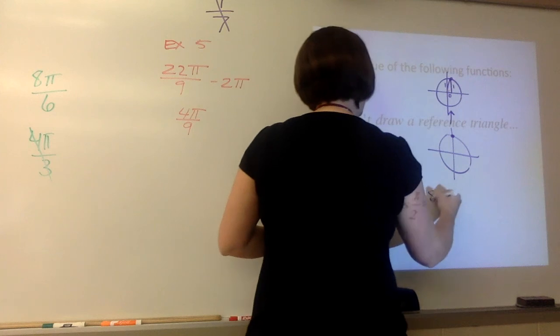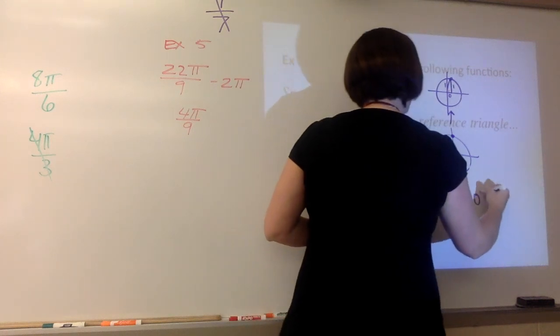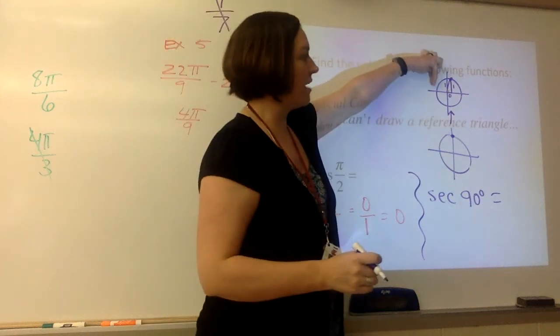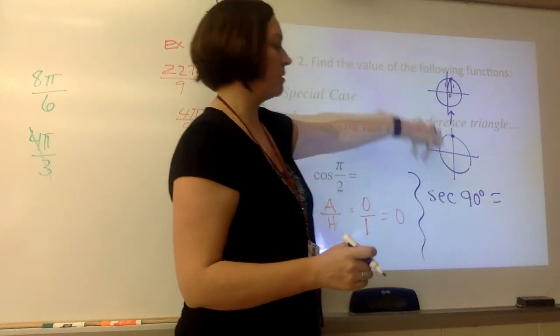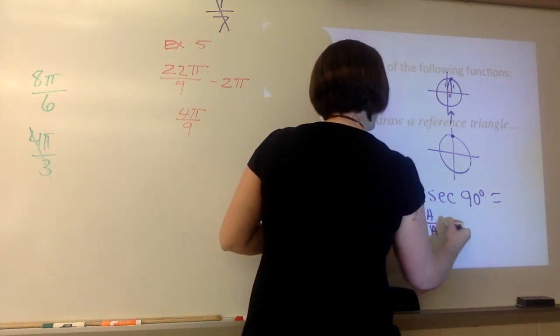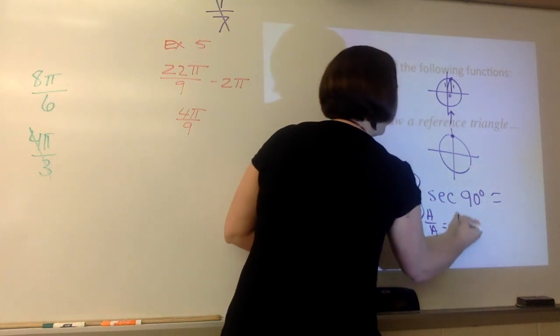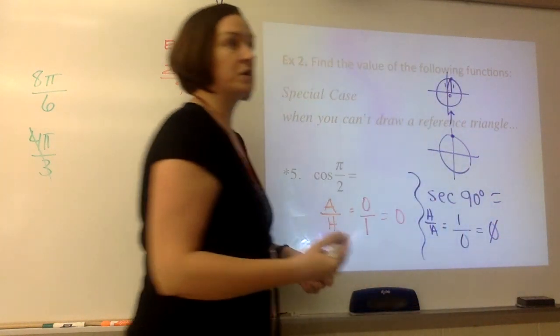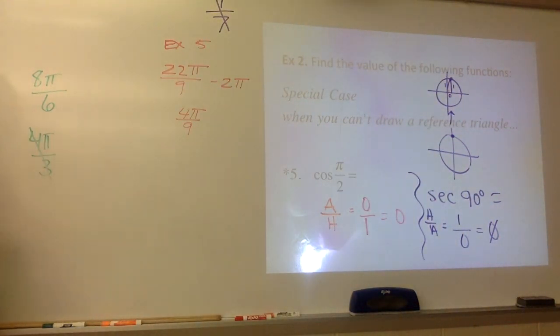By the same token, if I had another example, which is not on there, that was the secant of 90 degrees, using this same little triangle, x went to 0. Secant goes back to cosine, so now I'm looking for h over a. The hypotenuse would be 1, the adjacent side would be 0. My answer would be no solution, because again, I cannot divide by 0.